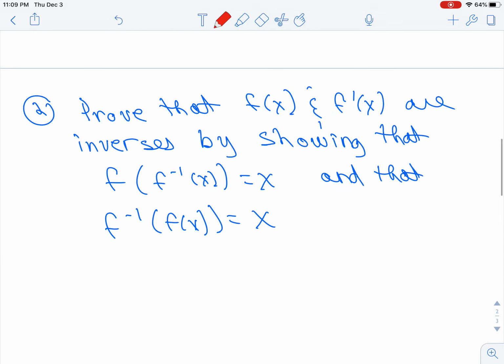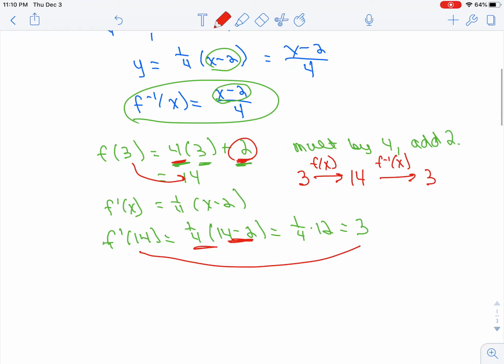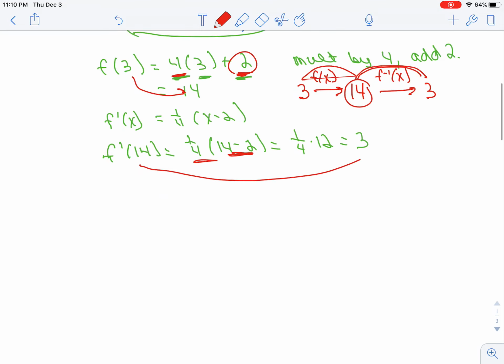Algebraically, if we want to prove that two functions are inverses of one another, then what we need to show is that when you do the composition of the functions, which is what we just did back here. Composition of functions is when you do one function and then you follow it with another function. In other words, you take the answer here and you apply another function to that. This is what's called composition of functions.